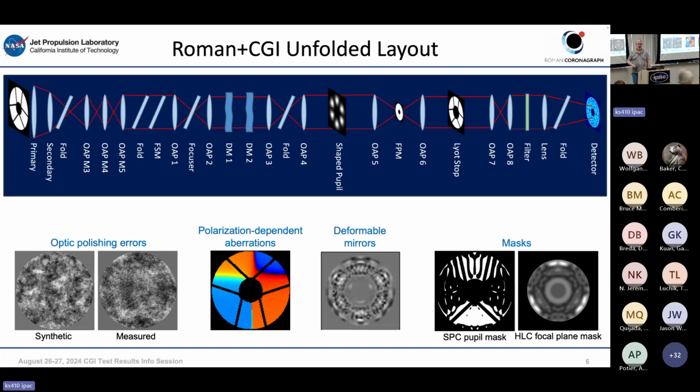So in our diffraction model, we represent the entire optical system. There's almost 30 elements here. Every optic has either a synthetic or measured fabrication error. We also include polarization-dependent aberrations that are computed from ray tracing that incorporate the coating properties. We have a deformable mirror model, and then representations of the masks. And we use the wavefront propagator to go from surface to surface to surface.